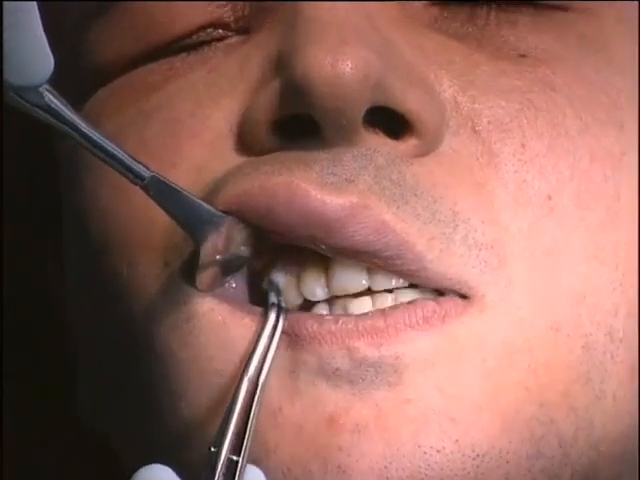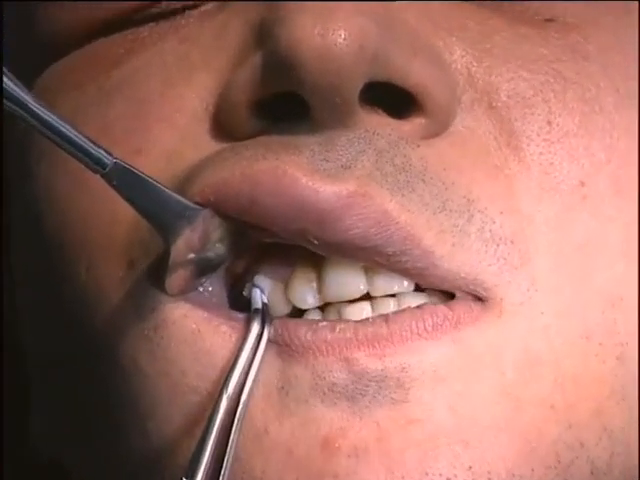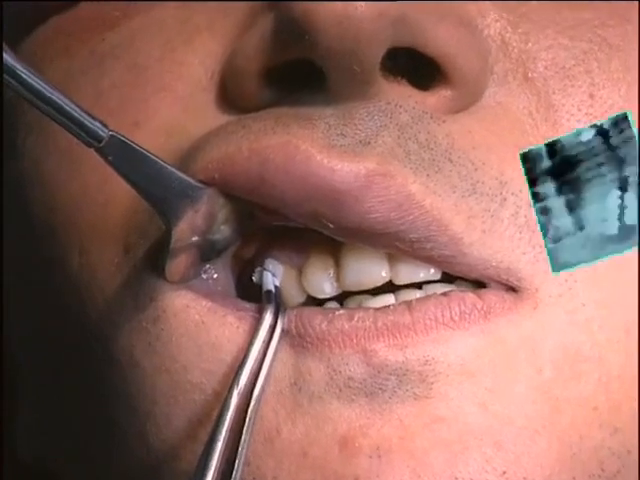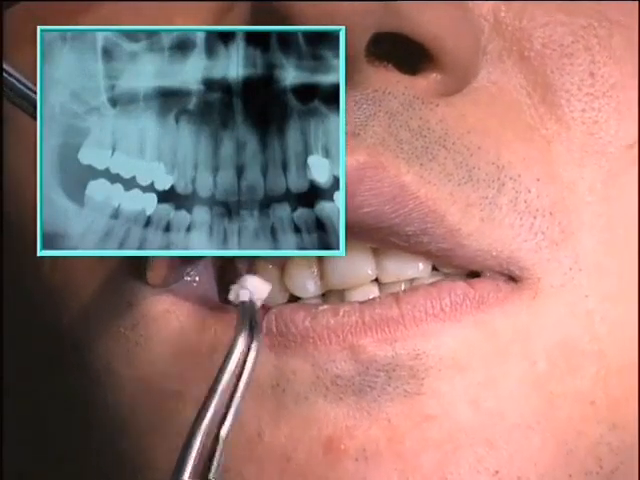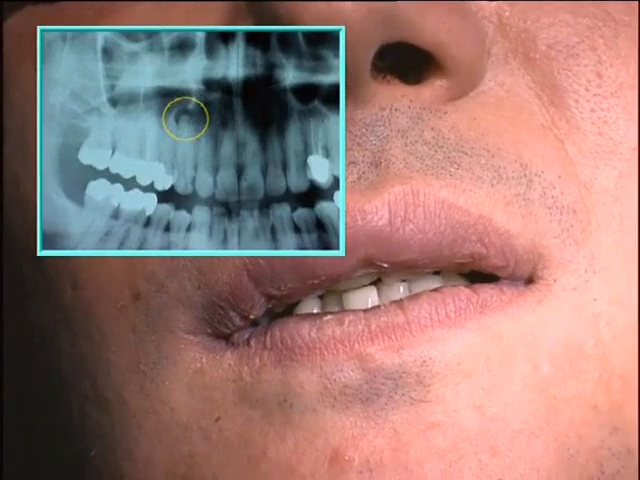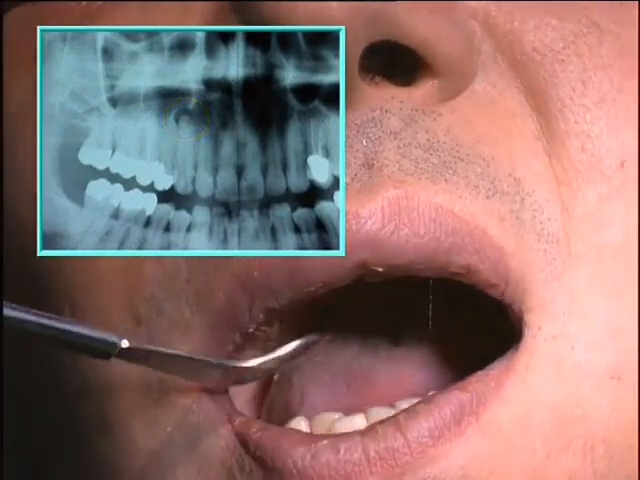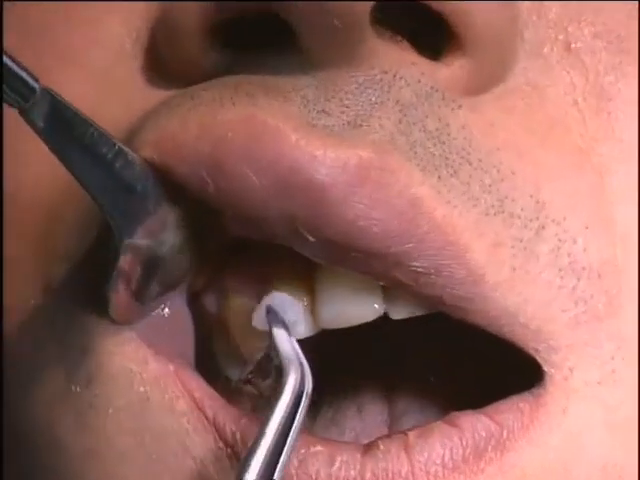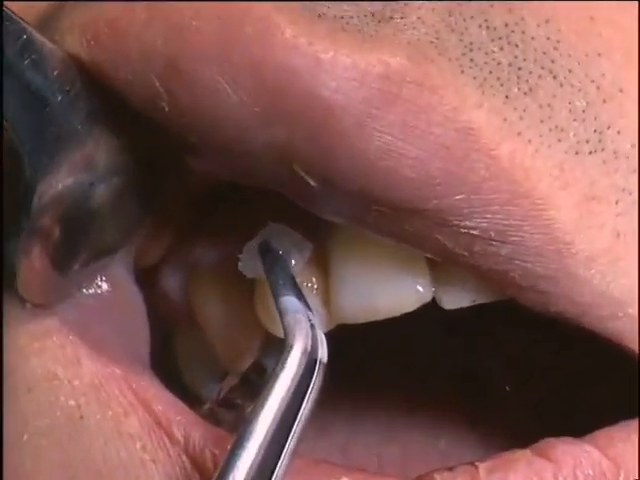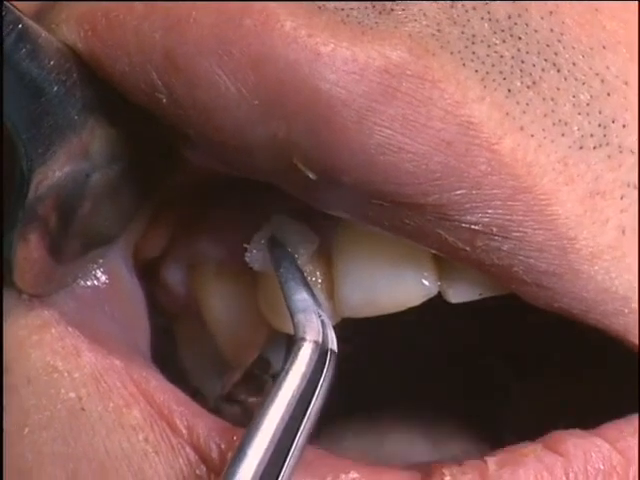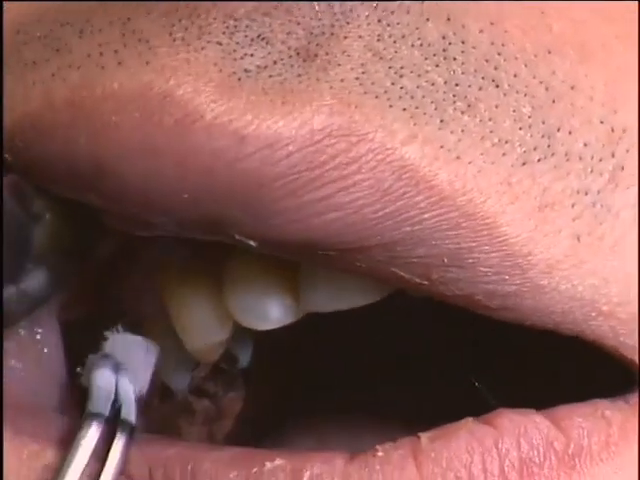On vitality testing, canine 1-3 proves to be devital, and the radiograph also shows apical osteolysis. For differential diagnosis, the adjacent teeth 1-2 and 1-4 are included in vitality testing, which here give a clearly positive reaction.